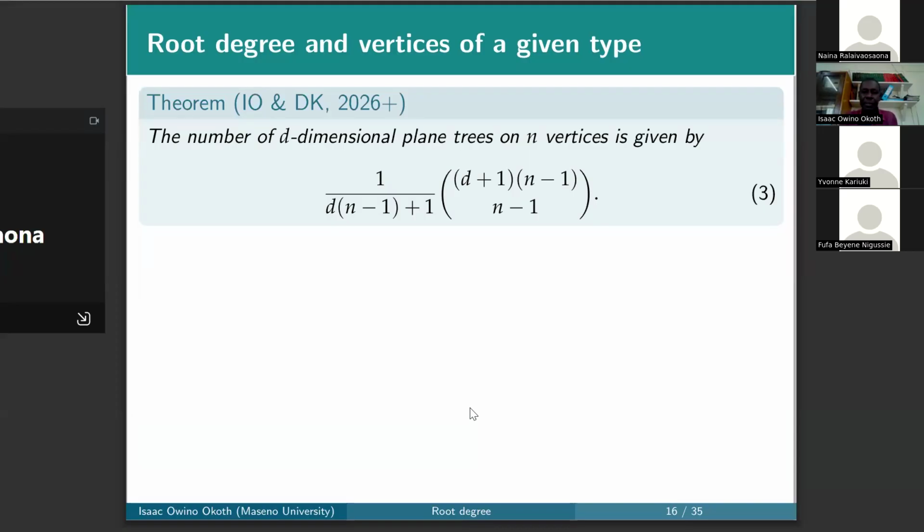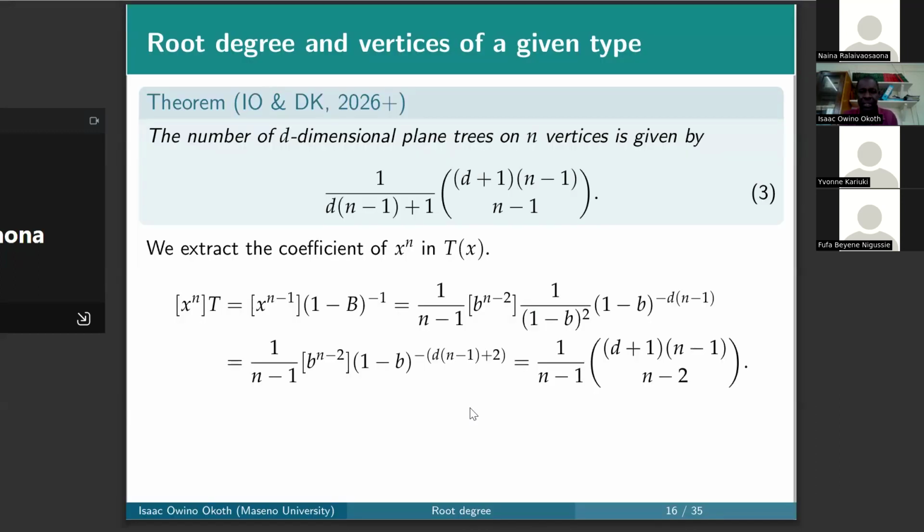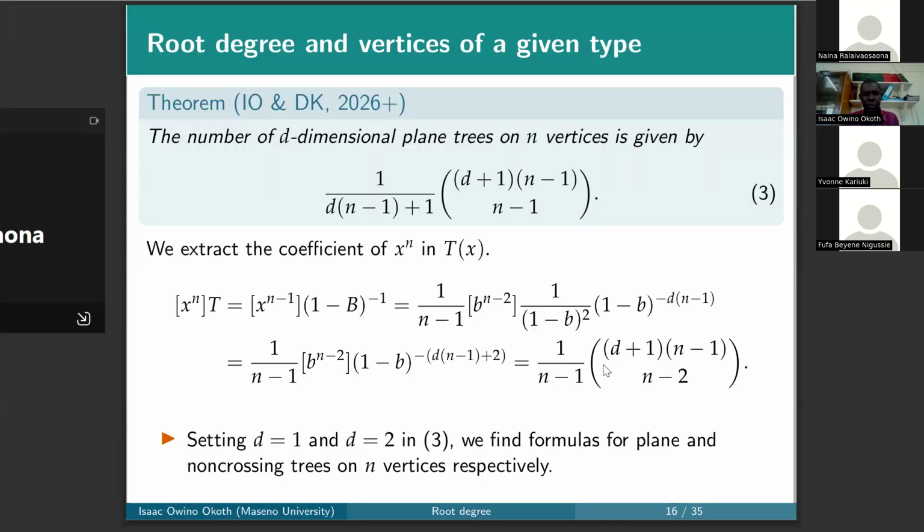Then the total number of d-dimensional trees on n vertices is given by a generalized form of Catalan numbers, that is given by 3. How do you obtain that? We extract the coefficient of x^n in the generating function T(x), which is done here by means of the Lagrange inversion formula. Then you get equation 3. You also note that the formulas that we had stated before for the plane trees and non-crossing trees are obtained easily from 3 by substituting d equals 1 and d equals 2.